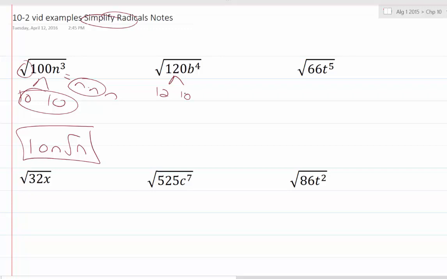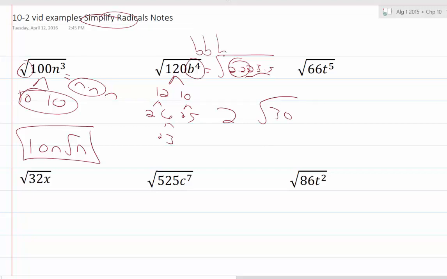120. Most of my students today said 12 and 10. So 2 and 6, 2 and 5, 2 and 3. Alright, so nothing was super nice next to each other. And the way we sometimes start this is say, okay, it's 2 times 2 times 2 times 3 times 5. Then I'm looking for pairs. So I have a pair of 2's. My 2, 3, and 5, well, they didn't get any pairs, so they're going to go back together. 6 times 5 is 30. b to the fourth. So I got 2 sets of those. So 2 sets becomes the exponent. So 2b squared square root 30.